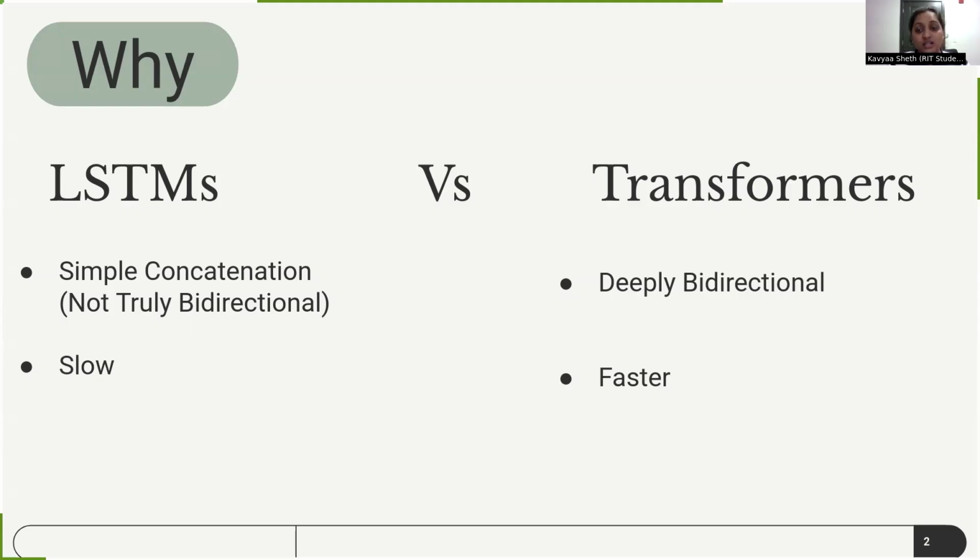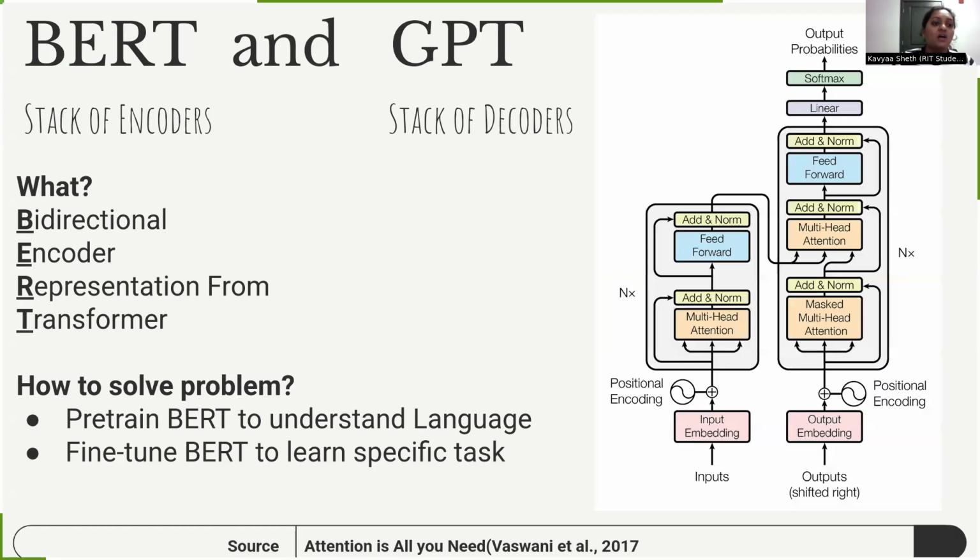It works sequentially, whereas a transformer is like skimming through a book, just going through the relevant pages and using attention mechanisms to understand the context of those highlighted parts. So that is how transformers work. Transformers have two parts, encoders and decoders. When we stack the encoders, we get BERT, and when we stack the decoders, we get GPT.